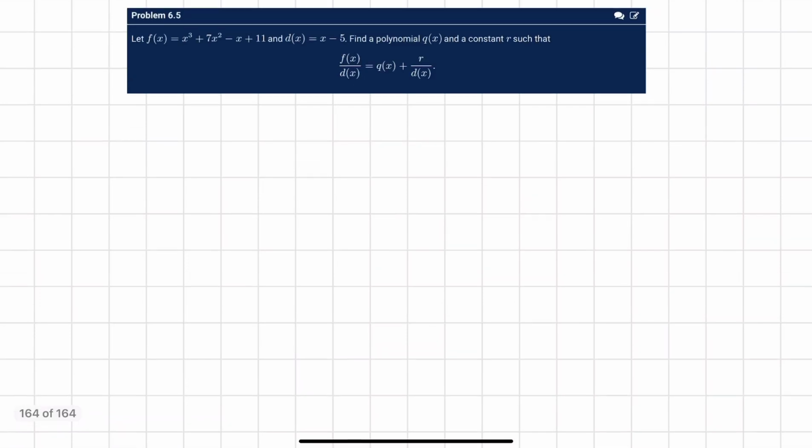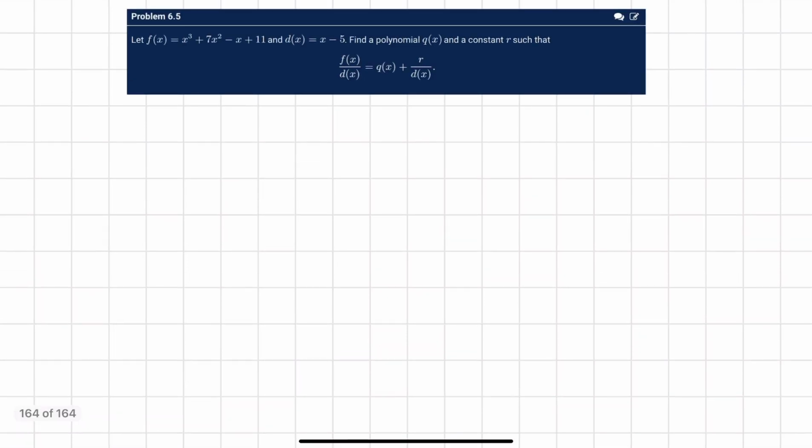In this problem, we're going to be explaining polynomial long division. In this scenario, we have two functions, f(x), which is x cubed plus 7x squared minus x plus 11, being divided by d(x), which is x minus 5. We have to find the polynomial q(x) and a constant r, which will be our remainder.